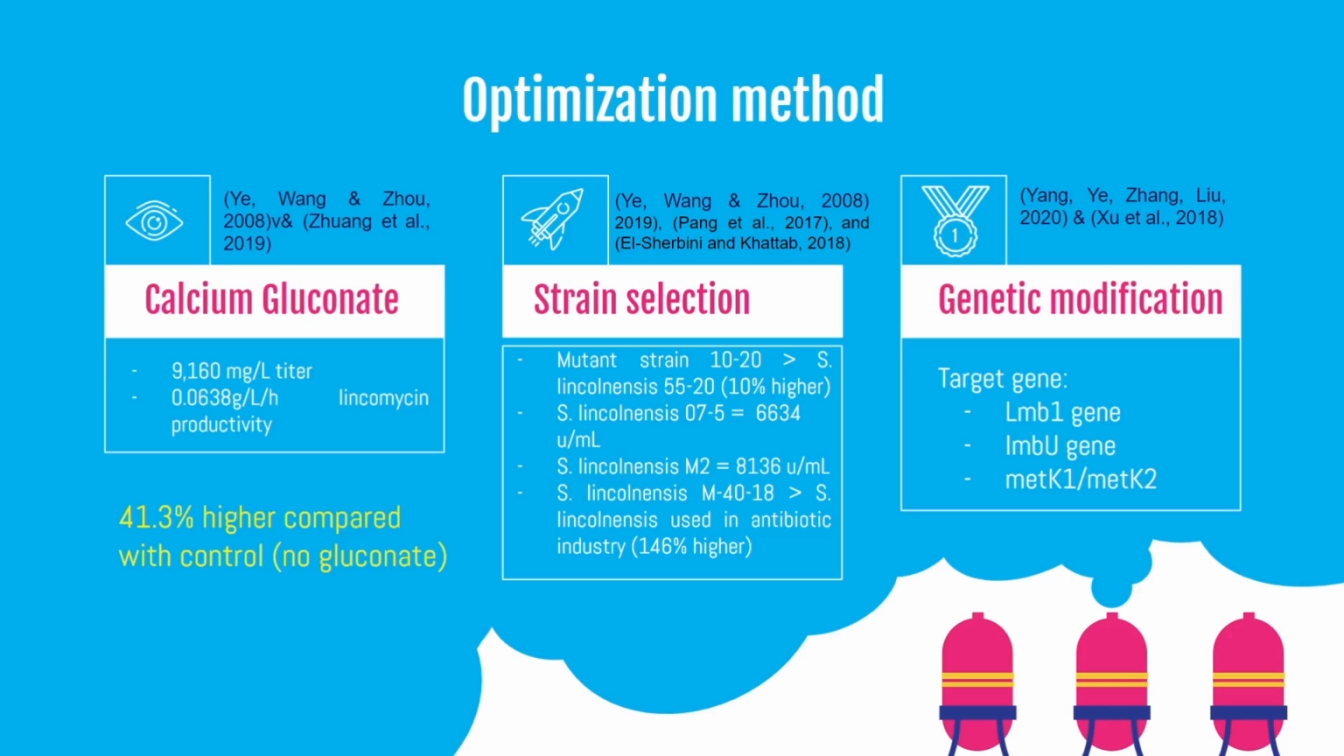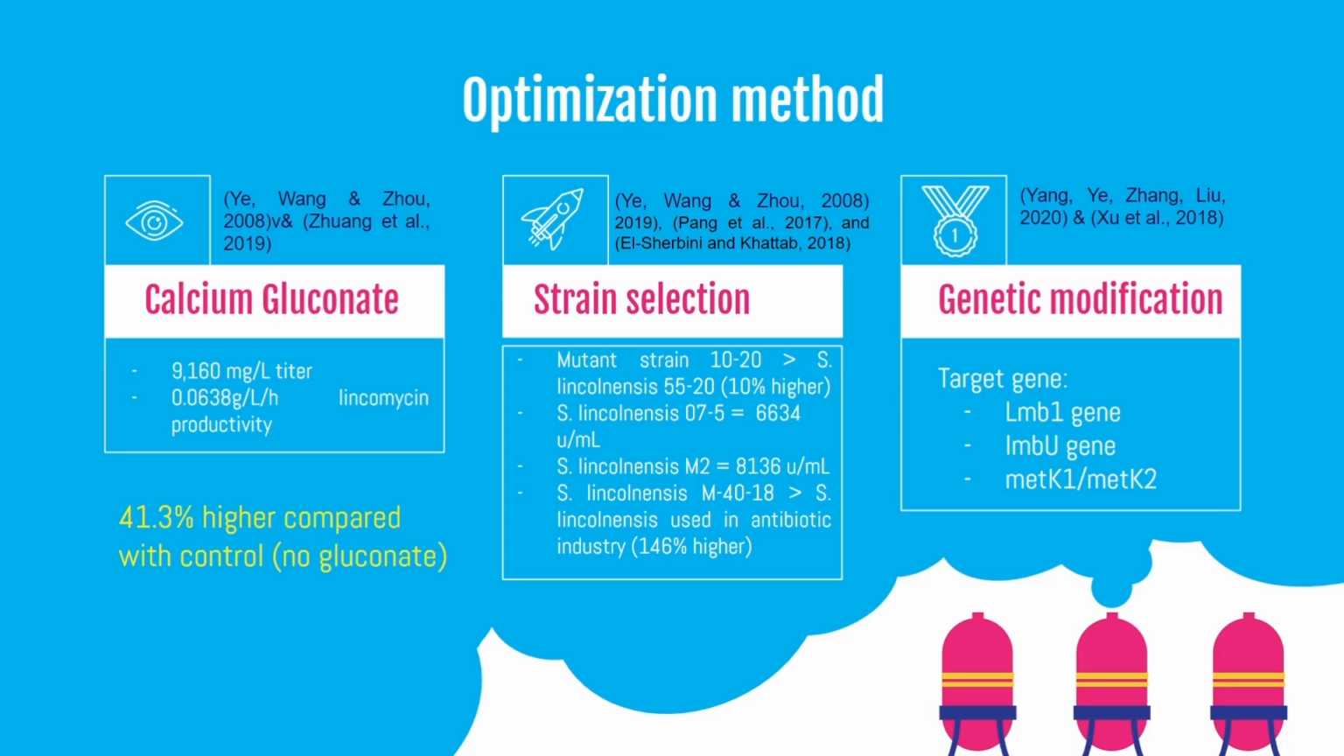Next is strain selection. Different strains produce different amounts of lincomycin. Mutant strain 1020 gives 10% higher yield compared with S. lincolnensis 5520. S. lincolnensis 075 provides 6,634 U per milliliter yield, and Streptomyces lincolnensis mutant 2 gives 8,126 U per milliliter yield.